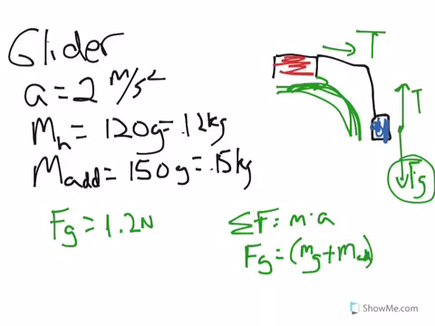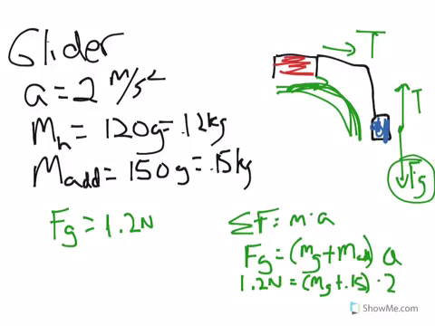Let's add, there we go, the mass we added times the acceleration. So in our case, the formula looks like this. If we look at it, we would get 1.2 newtons equals the mass of the glider plus the mass we added, times the acceleration, which was 2 meters per second squared.